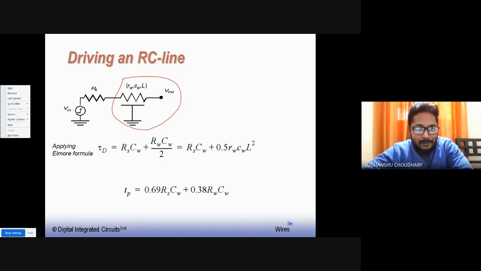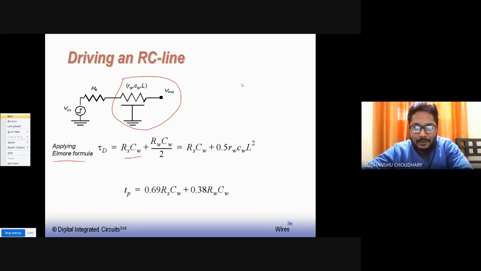So how do we calculate? This can be calculated by again utilizing the same Elmore delay formula. And if you apply this Elmore delay formula, you will get delay as equal to RS times CW. Okay. Now CW is the total wire capacitance, okay, not the wire capacitance of each segment. It is total wire capacitance, right? And plus RWCW by 2. So RWCW by 2 we had seen that was the delay of distributed line.